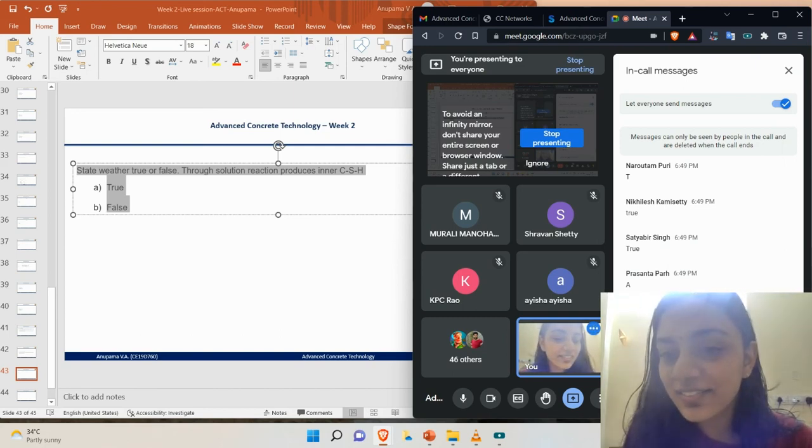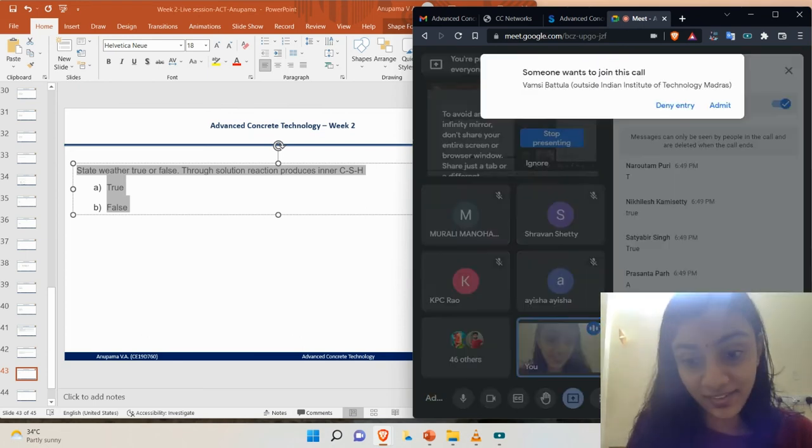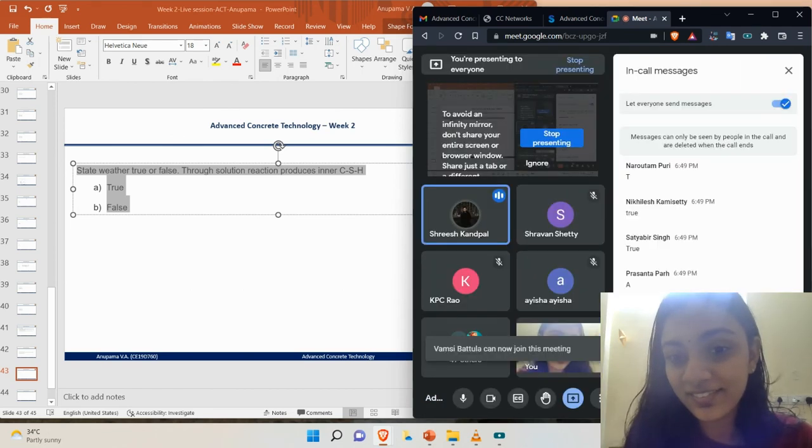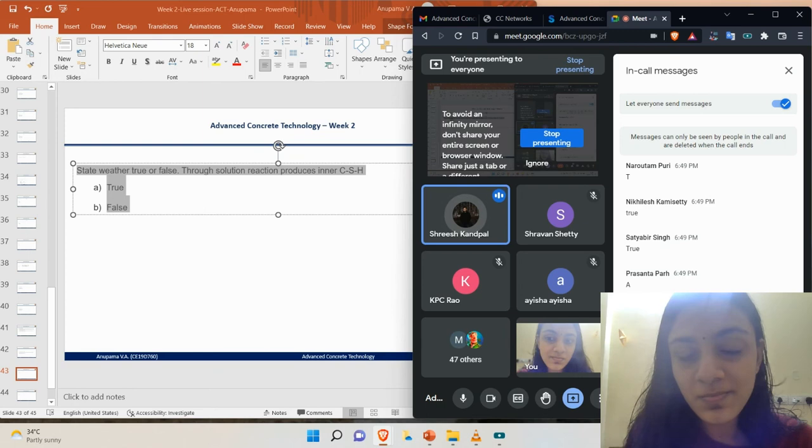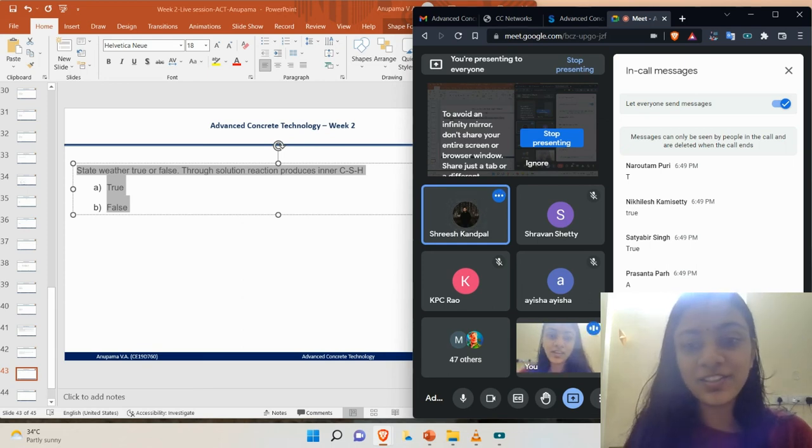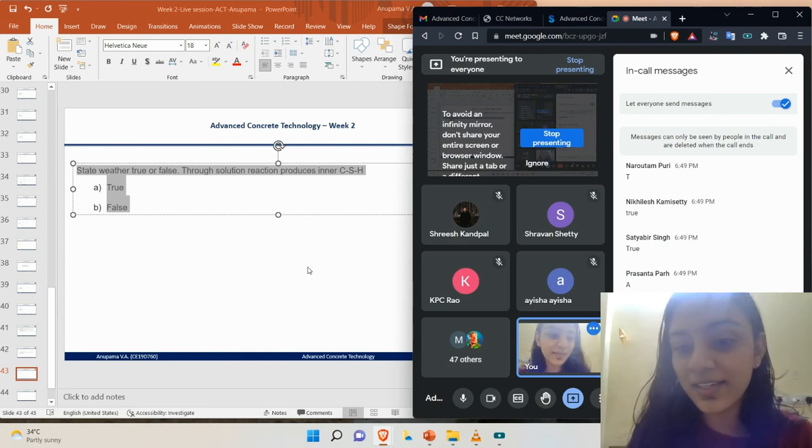Shrish, since you are the only one who told false, I'm forced to make you answer why is it false. Can you comment or can you unmute? There's nothing wrong if the answer is wrong. And in true solution, outer CSH forms due to reaction of fine cement particles. And for inner CSH formation, we have to follow the in situ reaction, otherwise known as a chemical reaction. Yeah. Thank you, Shrish. Thanks for unmuting and speaking it.